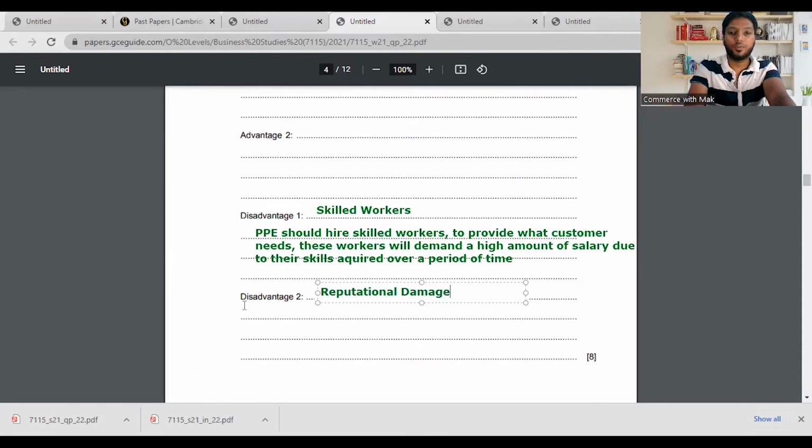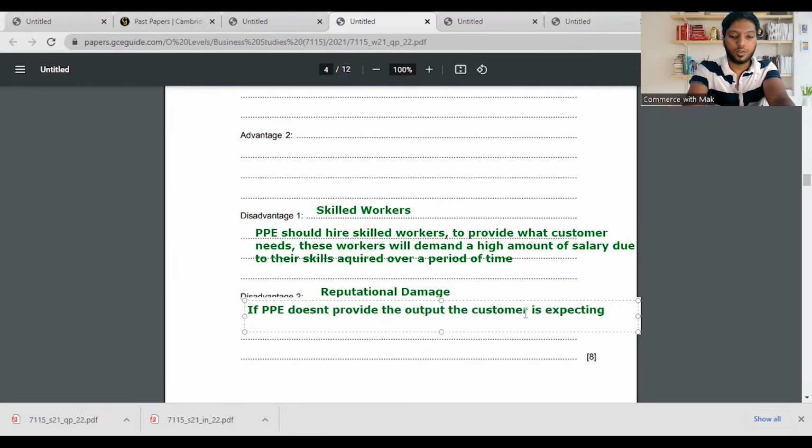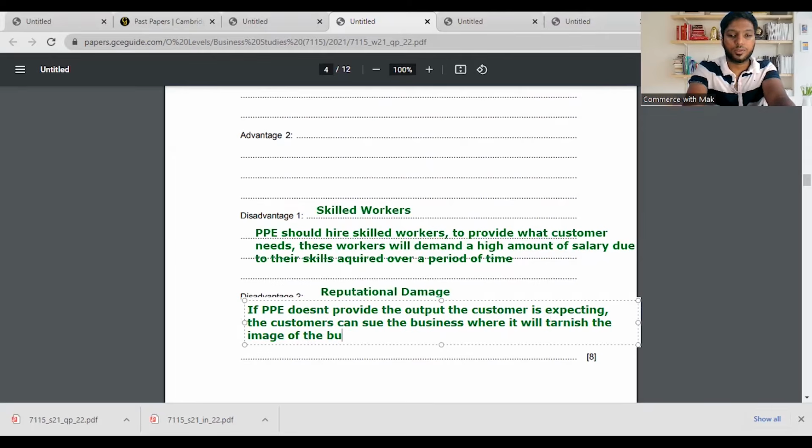You can write any point, guys. If you feel like any point you wanted to discuss, comment in the comment section. If that point is valid, I will reply to you that this is correct and valid. So under reputational damage, I will write what is the best thing. If PPE doesn't provide the output the customer is expecting, the customers can sue the business, where it will tarnish the image of the business.